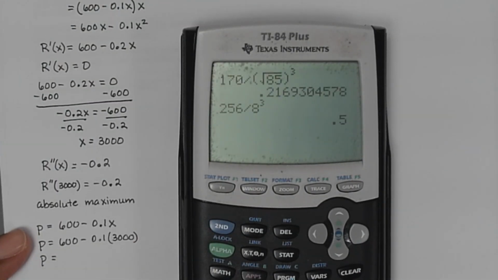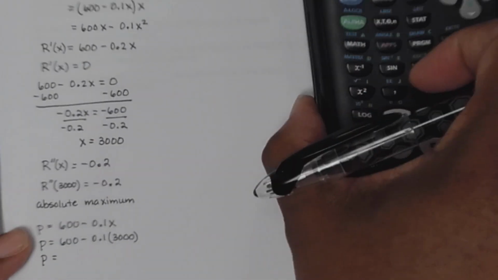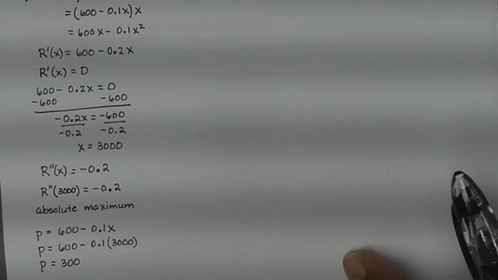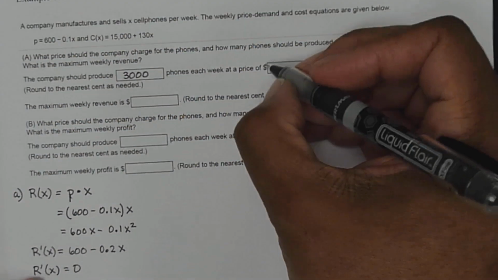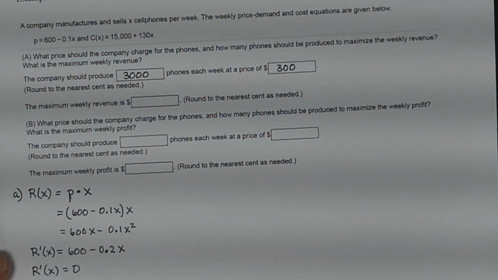And this will give us, let's see, 600 minus 0.1 times 3,000, which will be 300. So, to answer the other part, the company should produce 3,000 phones each week at a price of $300. So that goes here.